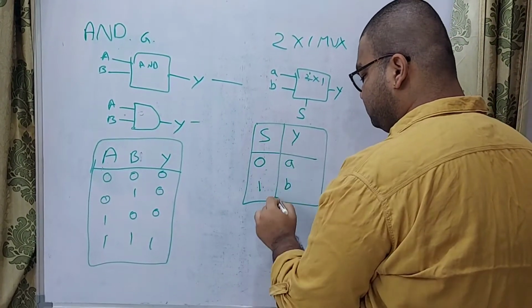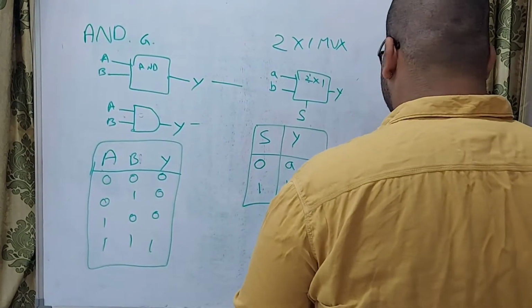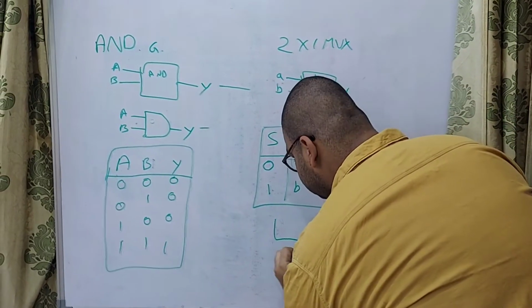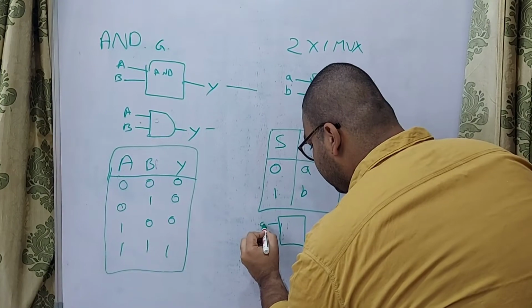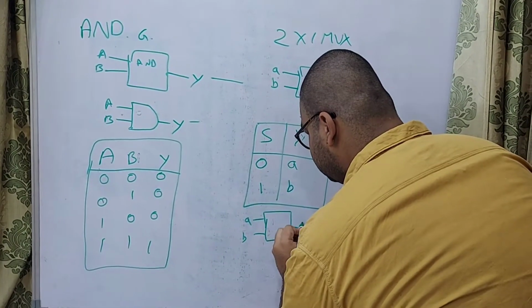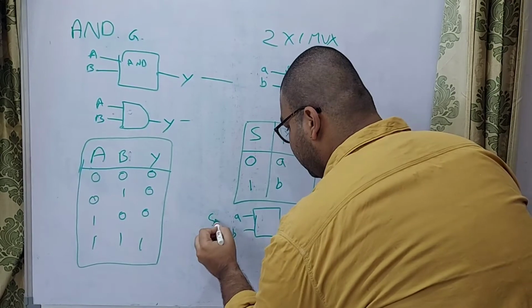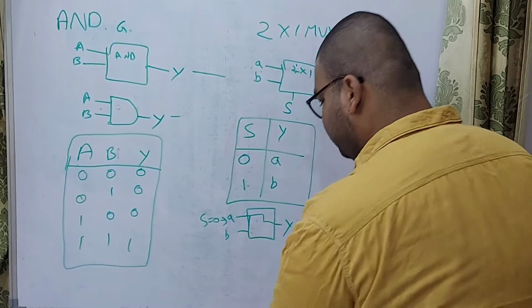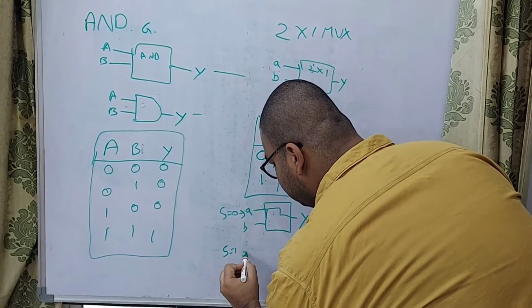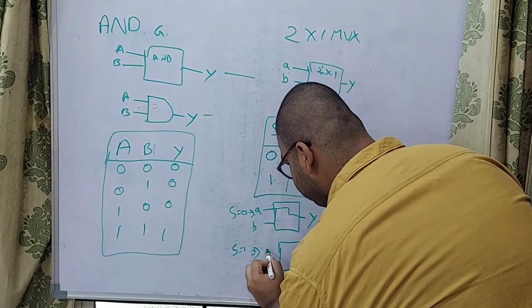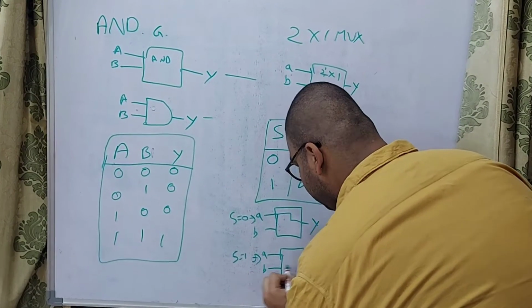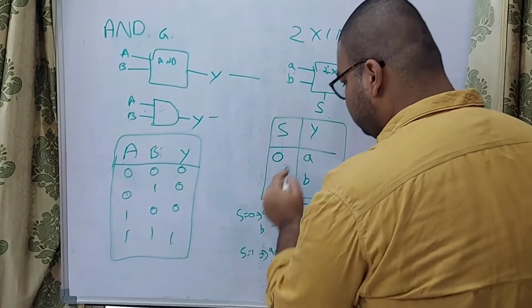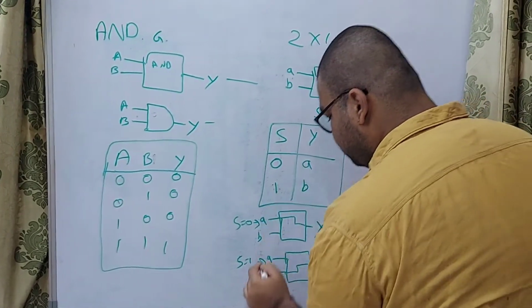Simply to say, in a diagrammatic way, I'm going to draw here. When S is 0, output is A. That is nothing but this is A, this is B, and this is Y. So when S is 0, output is A, so this line is going to connect here. In the same way, when S is equal to 1, A, B, Y, this line would be connected to the output. Here we know when S is 0, output is A, and when S is 1, output is B.